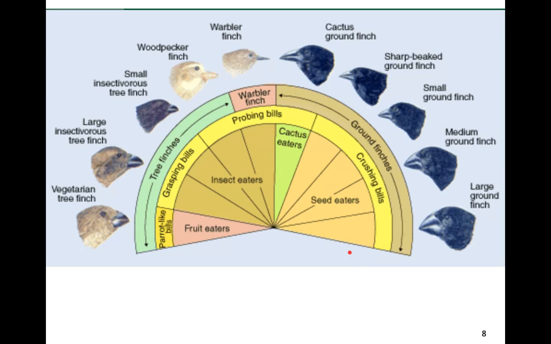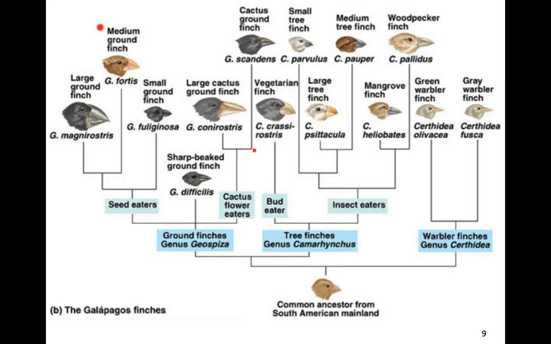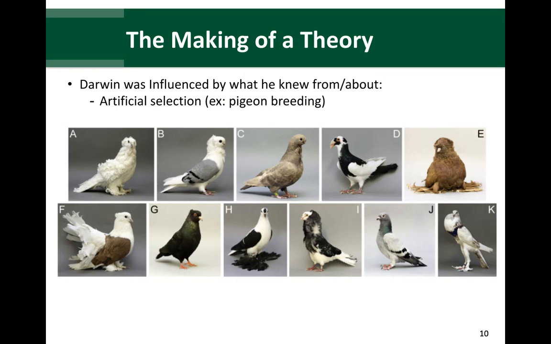You may sometimes see a diagram such as this showing the finches and what their beaks or their bills were used to do and the foods that they eat. And here's a phylogenetic tree showing how they're all related. So Darwin would come back from his voyage and take all of his observations and the papers that he read to formulate his theory of evolution by means of natural selection.